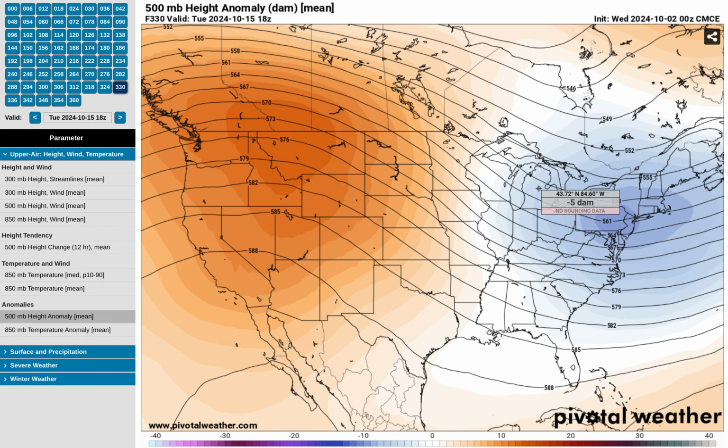So very good agreement that we'll have widespread above normal temperatures for basically the western half of the U.S. and seasonable to below normal temperatures for the East Coast.